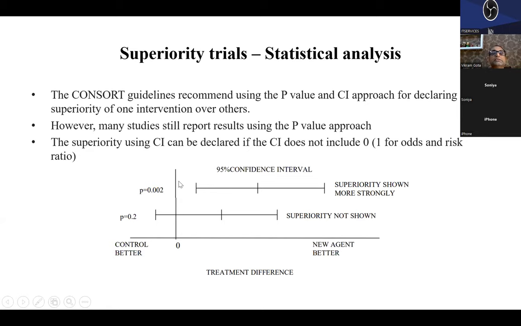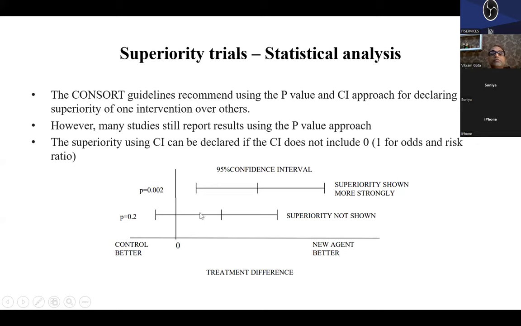Like, for example, this is a superiority trial. Okay, so this trial has shown superiority. This trial has not shown superiority. Why? This trial has shown superiority because the lower bound of the confidence interval is still more than zero. So therefore, it is saying that the new agent is better. This trial is not superior because the lower bound of the confidence interval is crossing zero.